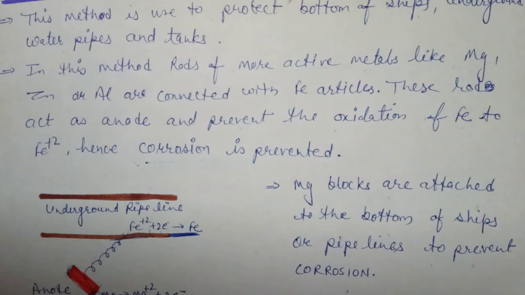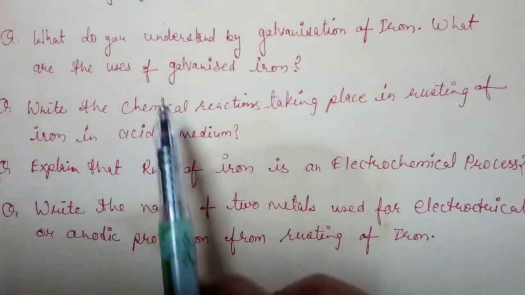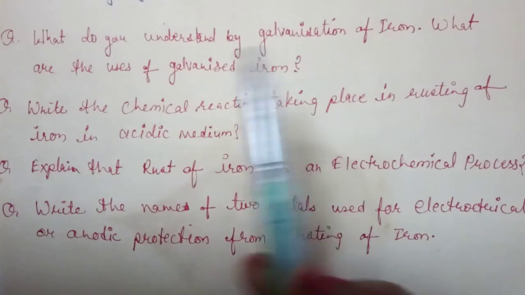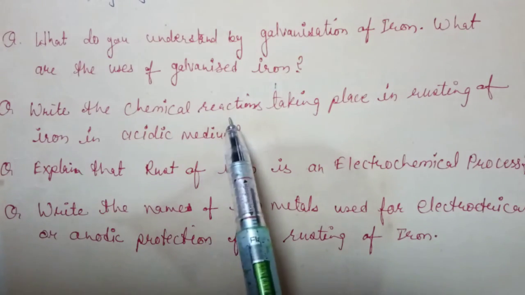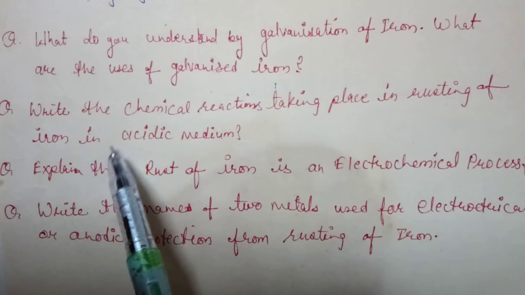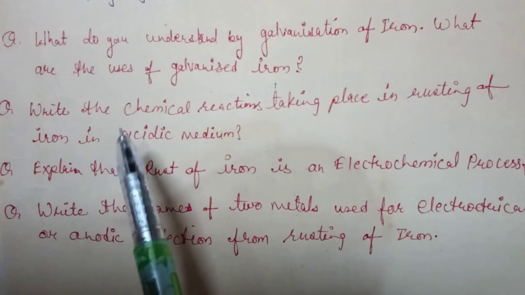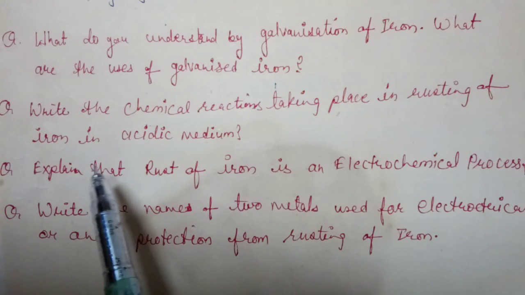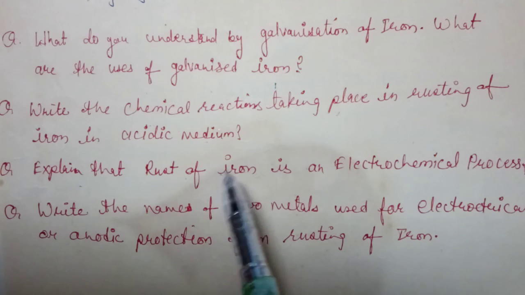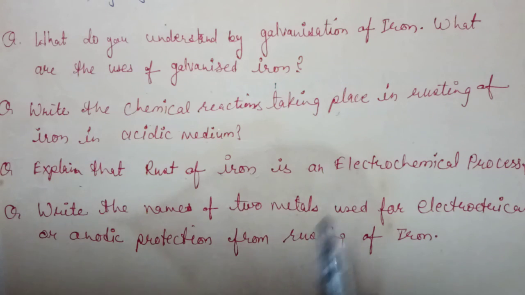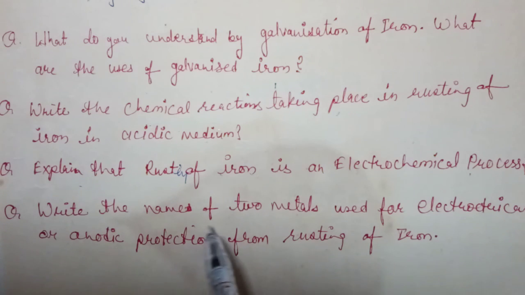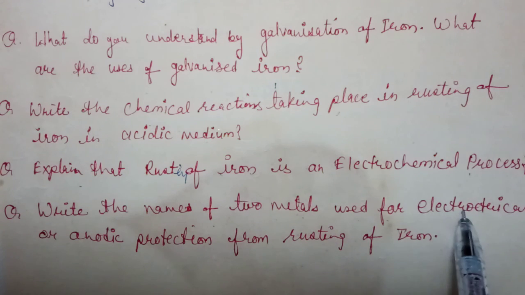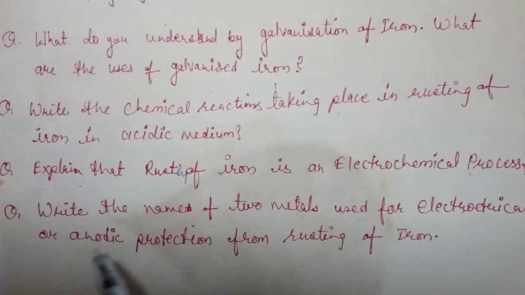Some very important questions related to corrosion are: what do you understand by the galvanization of iron, and what are the uses of galvanized iron? Then, write the chemical reactions taking place in the rusting of iron in acidic medium. We have already discussed this process in this video. Explain that rusting of iron is an electrochemical process. Write the names of two metals used for electrical or anodic protection from rusting of iron.